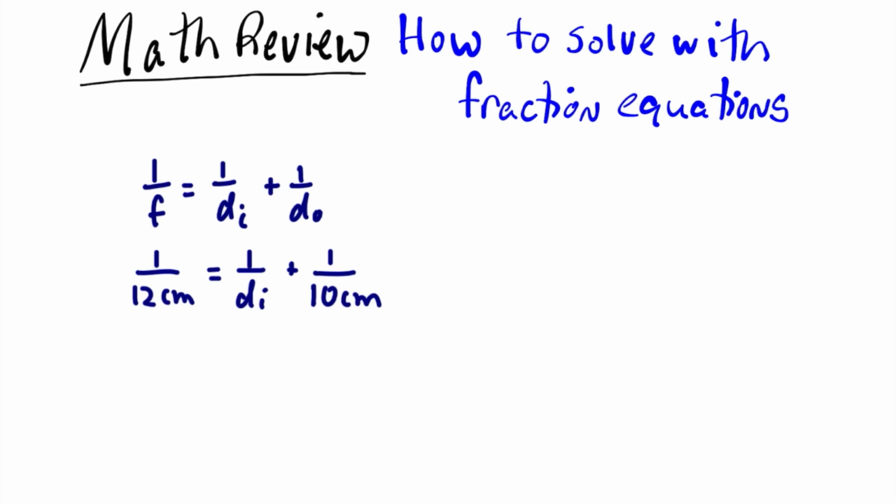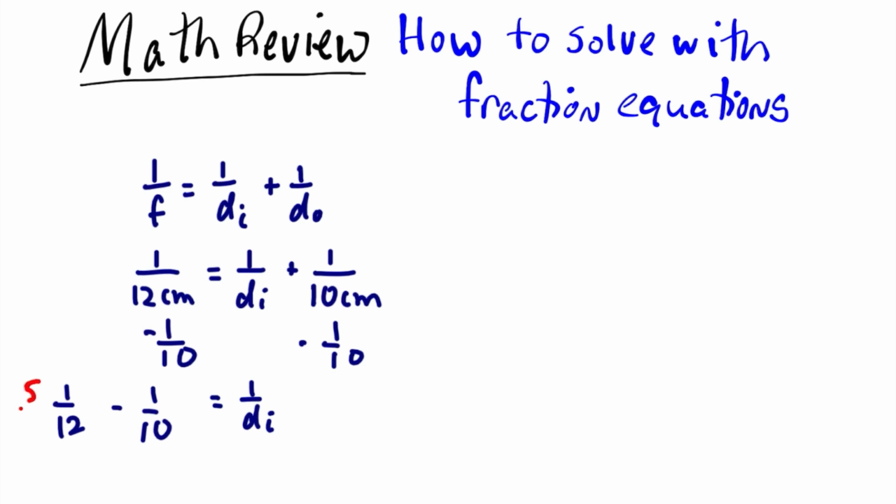Well, I'm going to have to subtract my 1/10 to the other side. So then that's going to give me 1 over d sub I is equal to 1/12 minus 1/10. I need to find a common denominator. That's going to be 60. And so I need to get each fraction with 60 in the denominator.